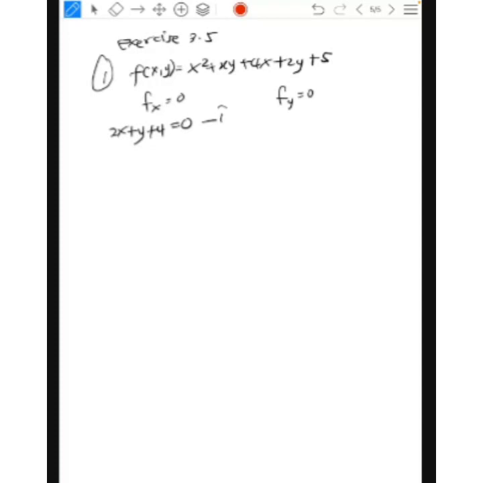Okay, this is the first equation. And then when you want to differentiate with respect to y, x squared will be 0, and then differentiate xy will be x, plus 4x also 0, 2y becomes 2, 5 also 0, equals to 0. This is the second equation. And then you have to solve the simultaneous equations.